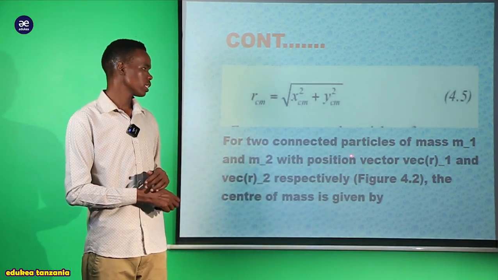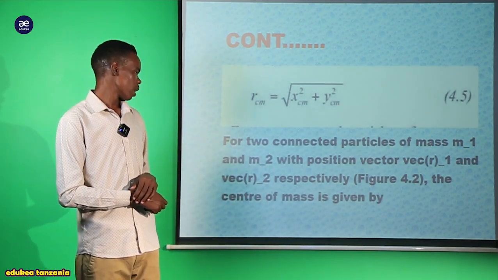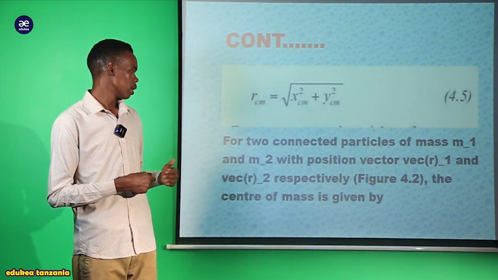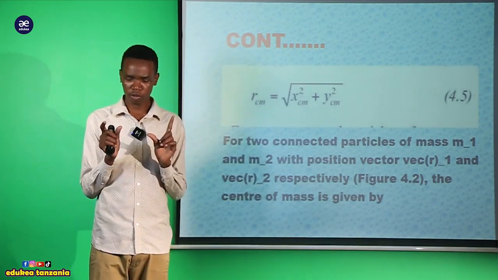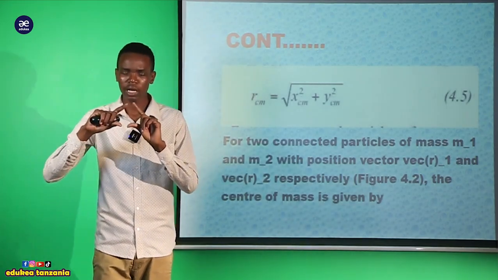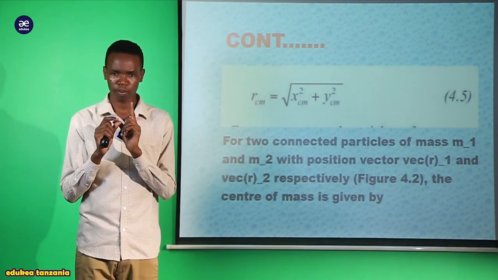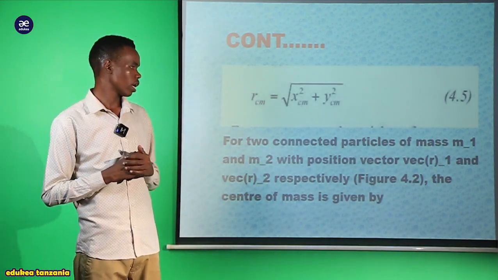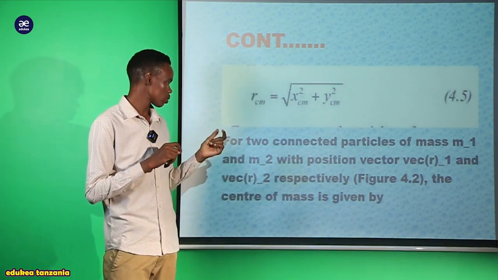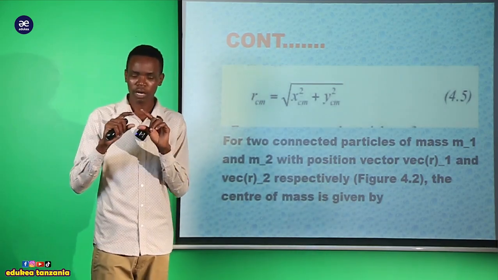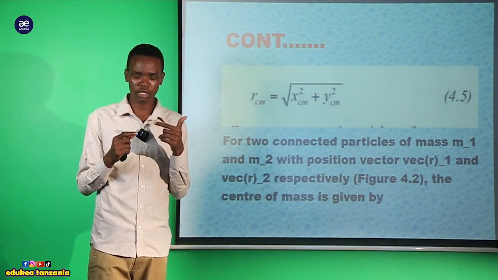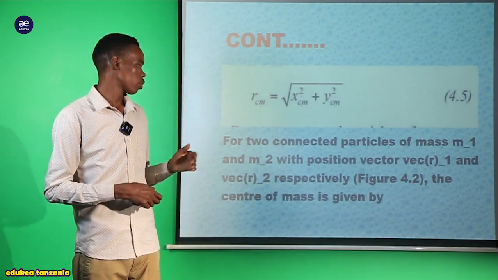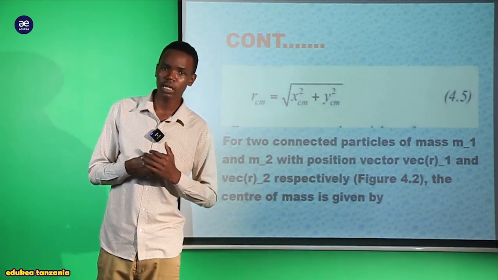So for two concentrated particles of mass 1 and mass 2 with position vectors, it is like this. If we have two concentrated particles, let us say we have an irregular shape, and inside the irregular shape there are two particles connected to each other. They must contain their masses.